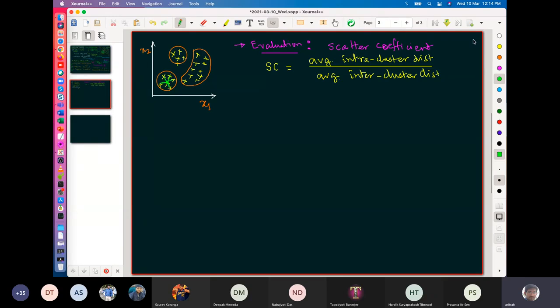So if I take from every point to all other points, all the distances, and sum them up, and then take an average with respect to the number of points, that is the average intra-cluster point distances. So for this cluster also, suppose this is C1, this is C2, this is C3. So we will do all of this and take the average over the number of clusters as well.